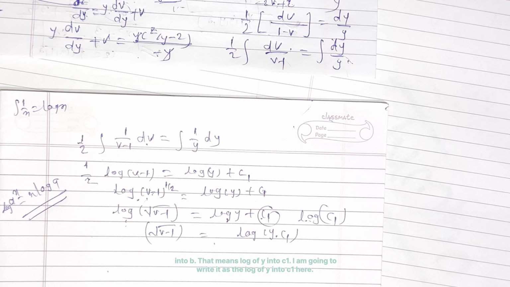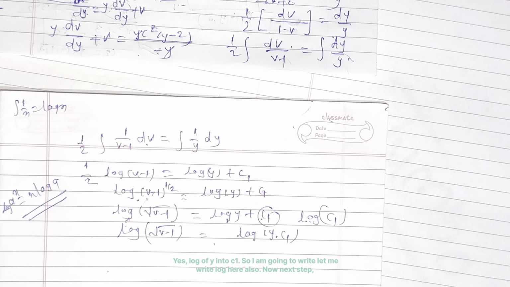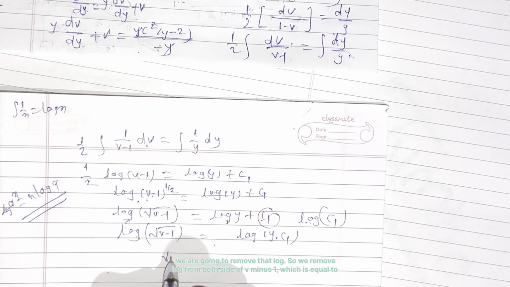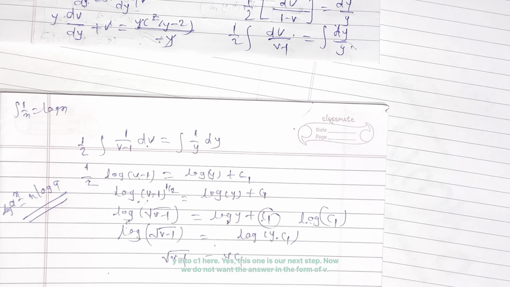Okay, I'm going to write it as the log of y into c1 here. Yes, log of y into c1. Let me write log here also. Now the next step is to remove that log. So we remove log from both sides: v minus 1 is equal to y into c1. Yes, this one is our next step.